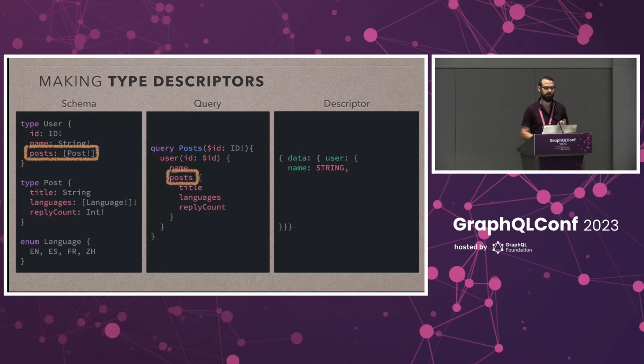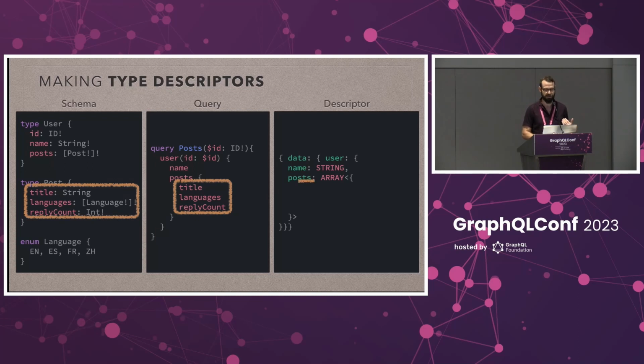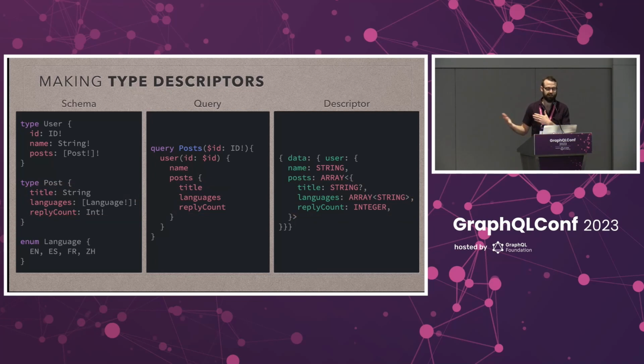So for posts, we can look it up in the schema, we see that it's an array, and we can write out that it's an array to our type descriptor. And then we don't have to do this field by field, but you can see we can do it for these other 3 fields, title, languages, and reply count, look up their types in the schema, write them out to the type descriptor. And by the end, we've actually built up this entire type description of the query by combining the query and the schema. And now we have kind of like a common piece of known information on both sides that we can avoid sending over the network. And this is going to help us be more compact.